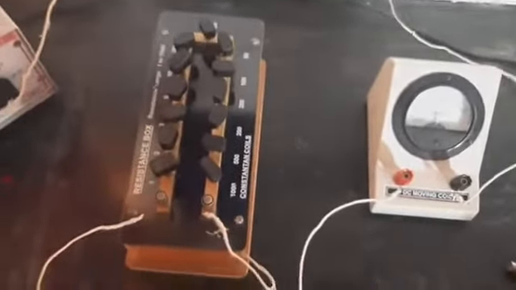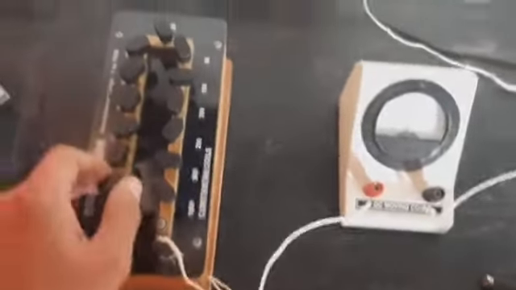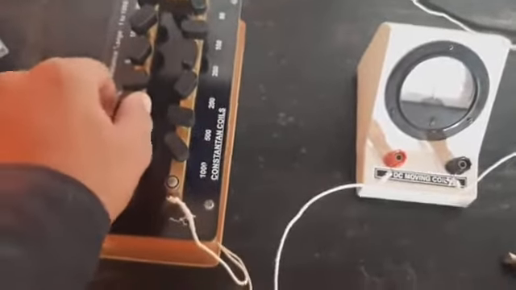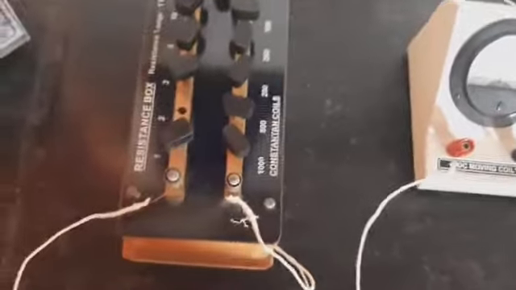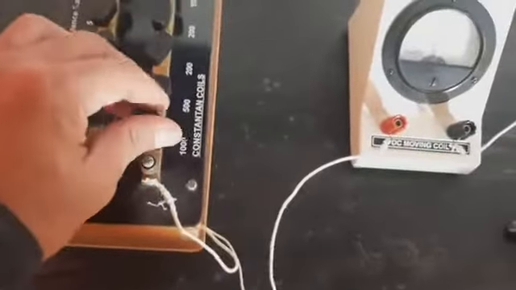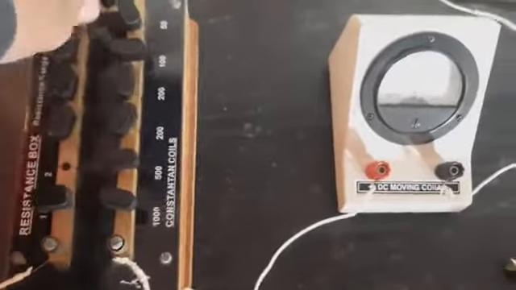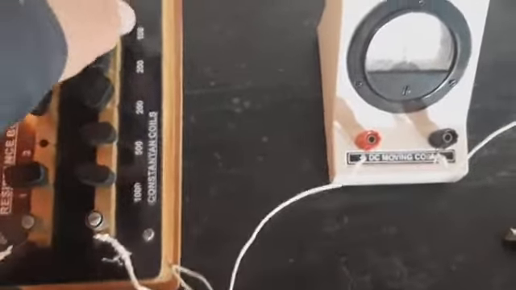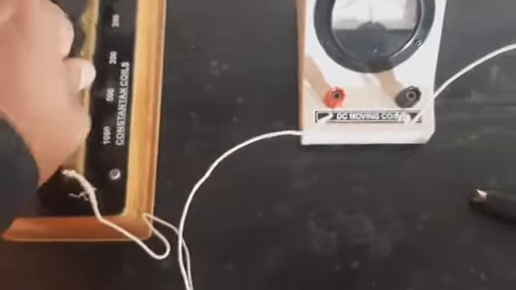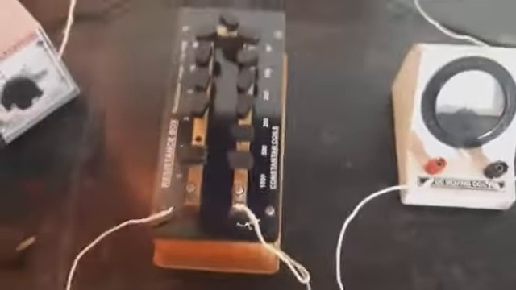Now in our observation table, we have the first column, that is resistance taken out from the resistance box. For example, we take out 2 ohms from the resistance box. So this will offer a resistance of 2 ohm. Other keys you have to tighten up properly so that the exact resistance is offered. Now again you will see whether the galvanometer is giving deflection on both sides.